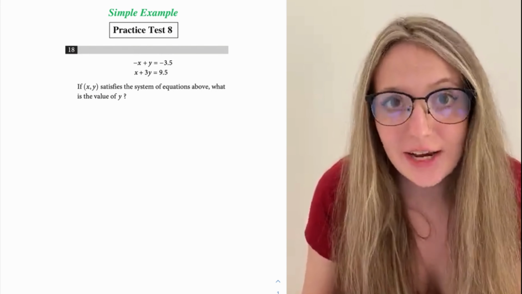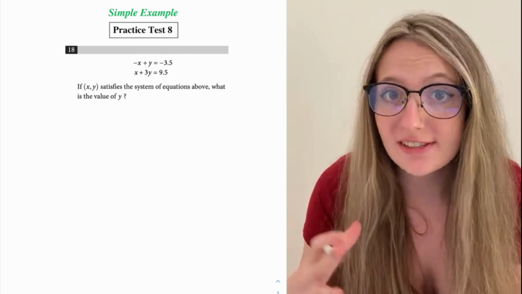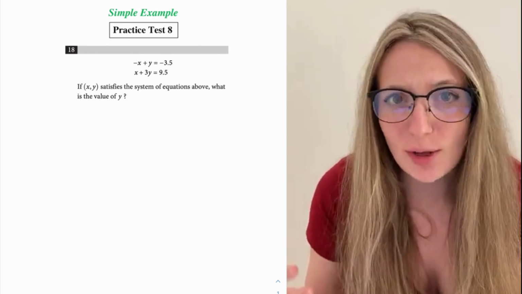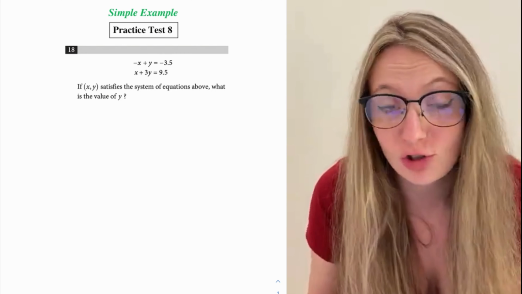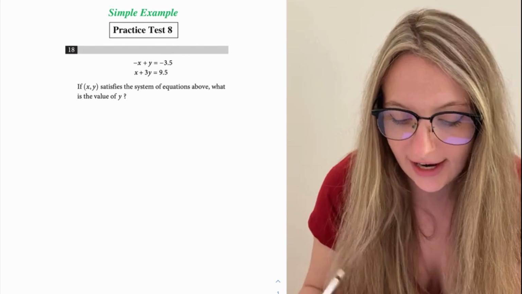Alrighty guys, so let's get started here with elimination. We're going to start out with some simple examples just to kind of explain what elimination is, what the method entails, and how you should know if you should do elimination.